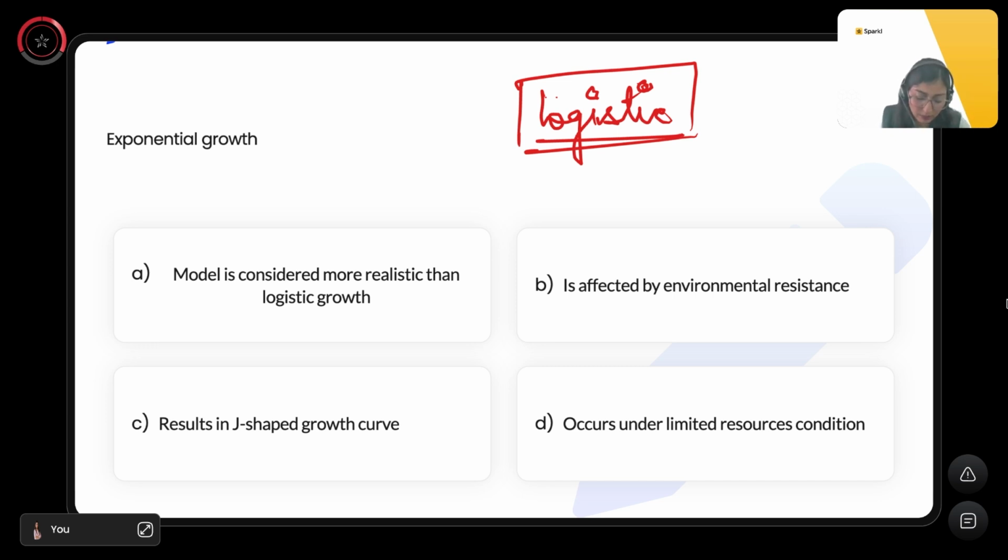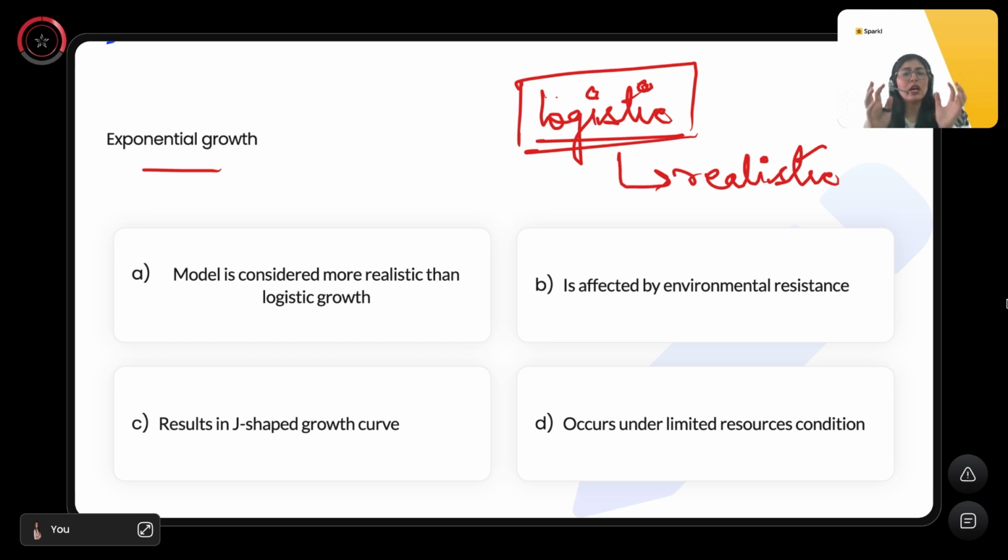First option says this model is considered more realistic than logistic growth one. Now, exponential one is not logistic, but is not realistic. The logistic growth model is more realistic, which believes that the resources are limited in nature, not unlimited. Exponential growth model बोलता है कि unlimited resources है, so it is not realistic. Clear? Let us look at option B. Is affected by environmental resistances. एक्सपोनेंशियल ग्रोथ मॉडल बेटा इन्वायरमेंटल रेजिस्टेंस से नहीं अफेक्ट होता, रादर लॉजिस्टिक ग्रोथ मॉडल अफेक्ट होता है.